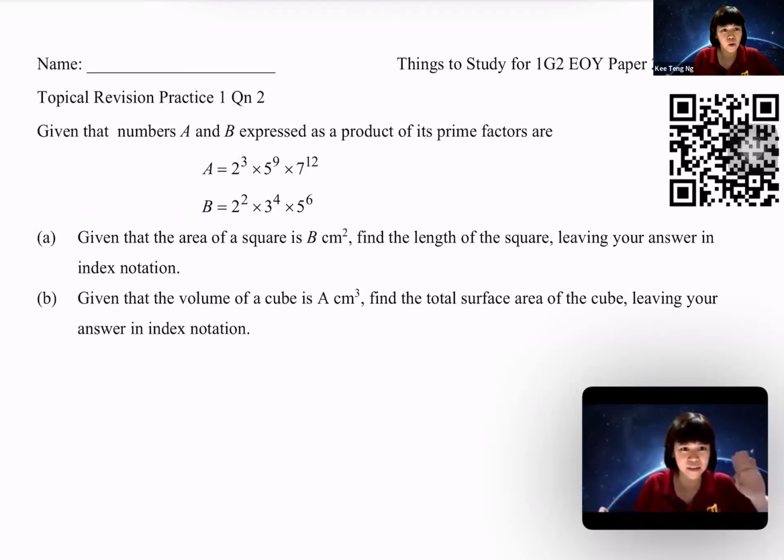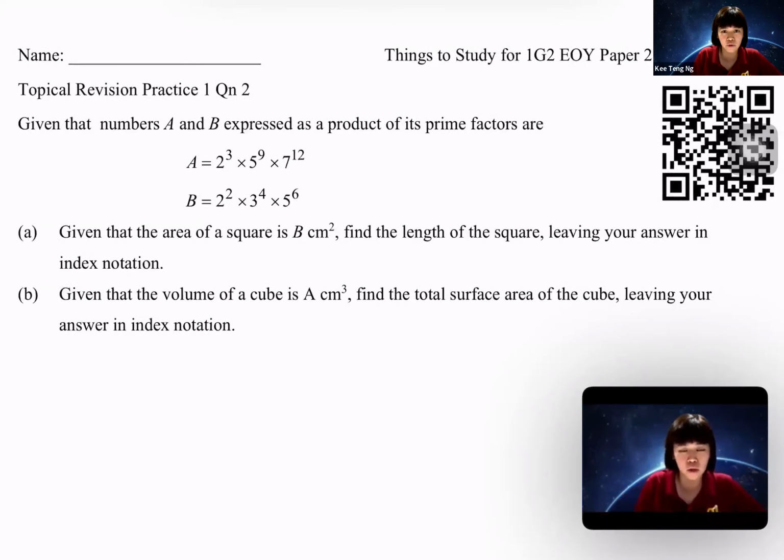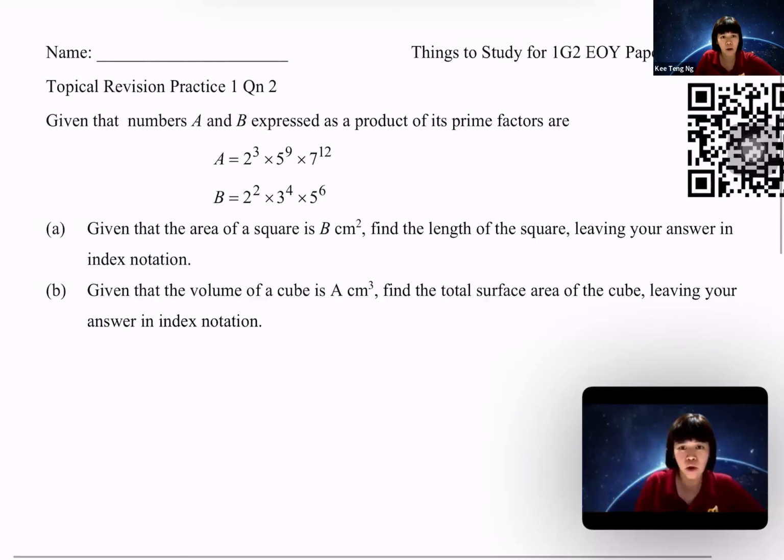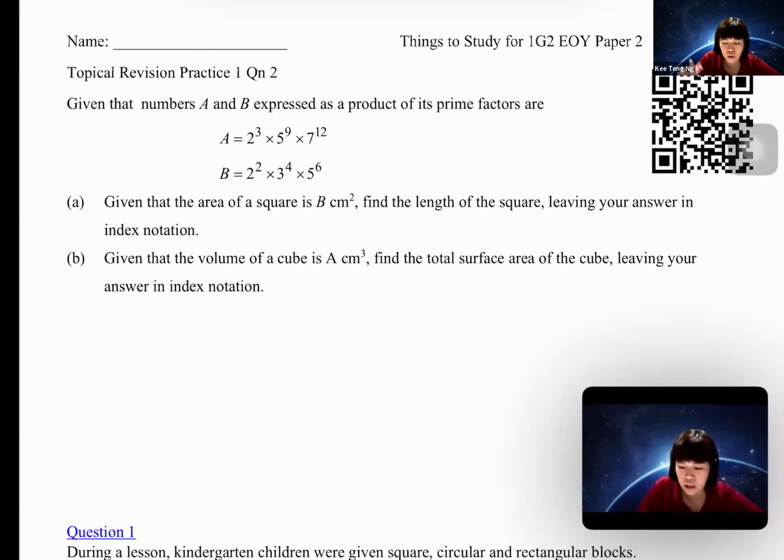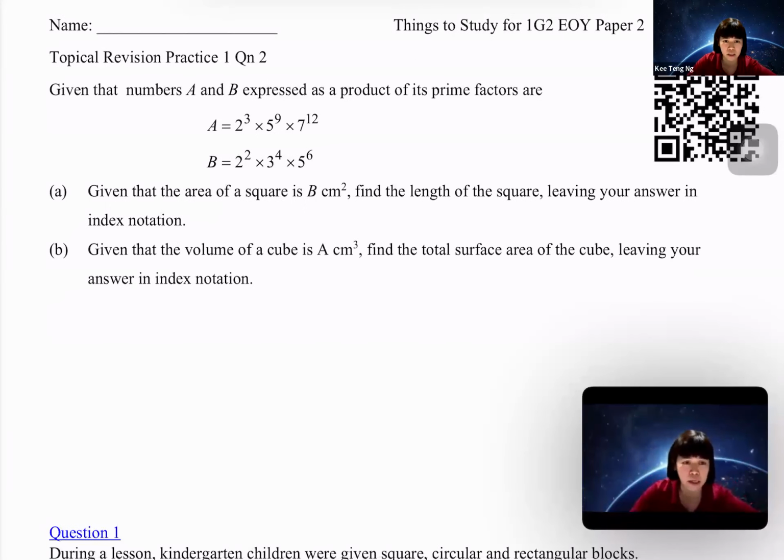Hi. Okay, for today, we are going to go through things to study for the 1G2E end of year exam paper 2. For this very first question, we are going to look at one taken from topical revision, practice 1, question number 2. If you want more details for the other questions, you can also scan the QR code to look at the full video for the whole paper itself. But here, I only go through the part of the question that I find a bit harder and more relevant.